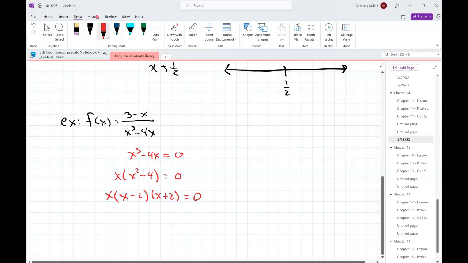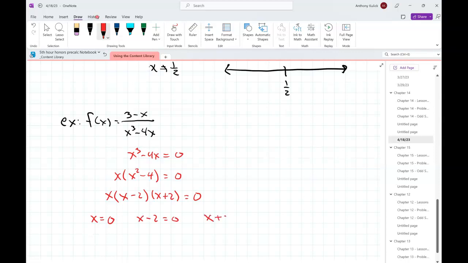Set all three of those equal to 0. Great, we set each factor equal to 0. This is called the zero product property. You can only do this if the product is equal to 0. Well, there's nothing to do to solve x equals 0. And the other one we'll add 2, and then we'll subtract 2.